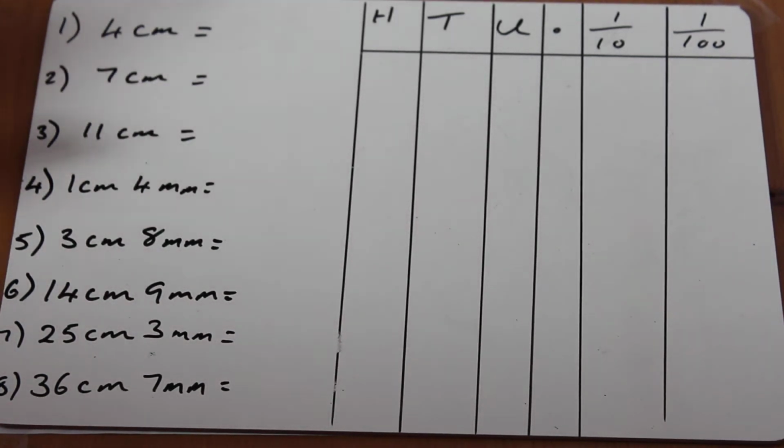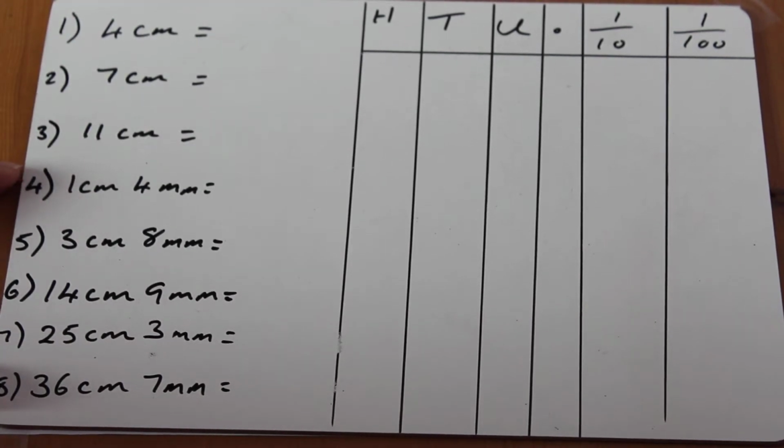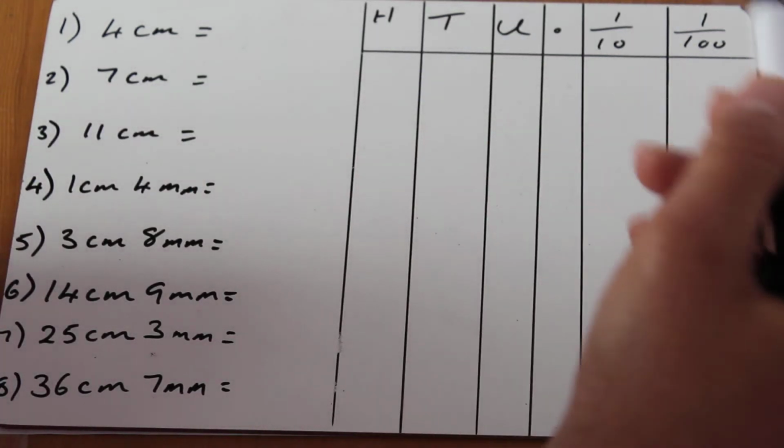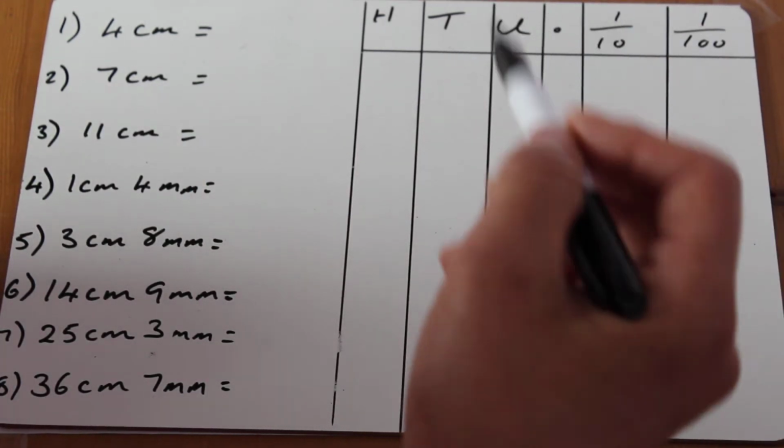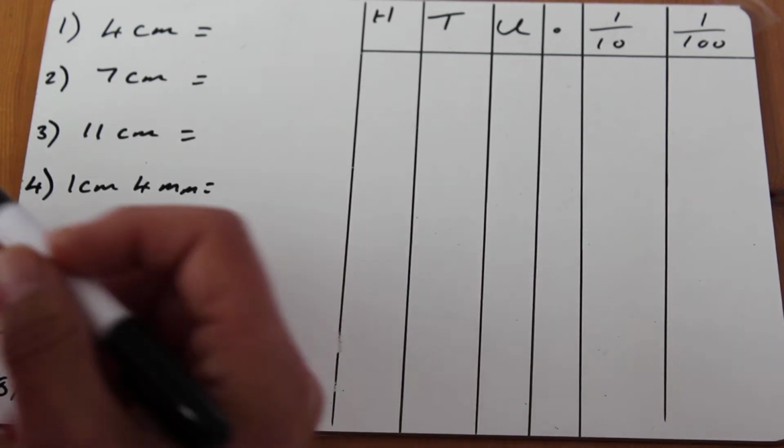So we're going to start off by just looking at what we do with whole centimetres, and then how we deal with centimetres and millimetres. Your place value here is important. If you get your place value correct, then it becomes so much easier.